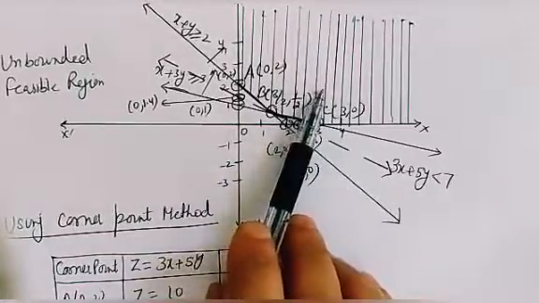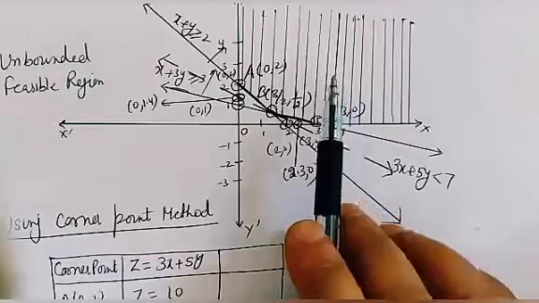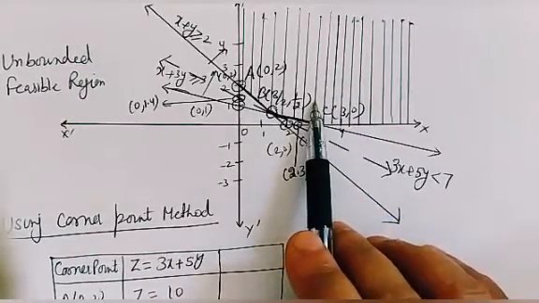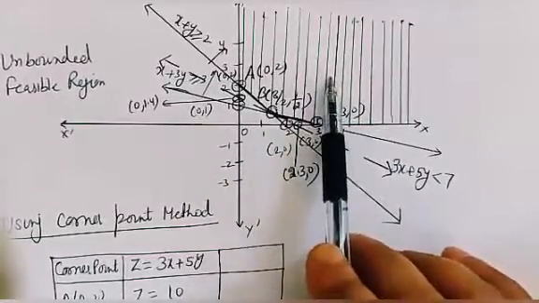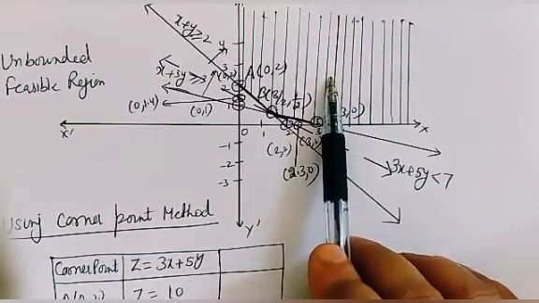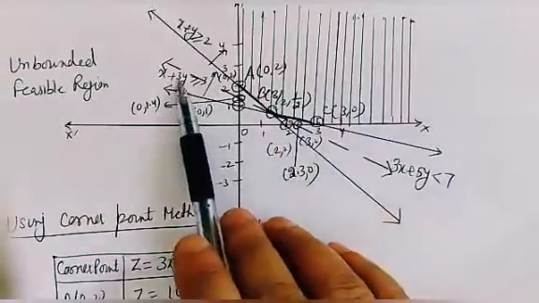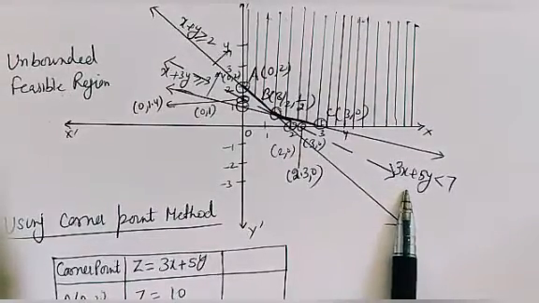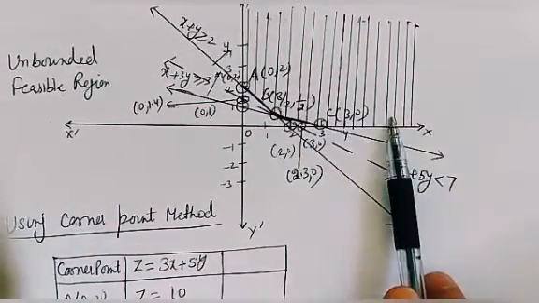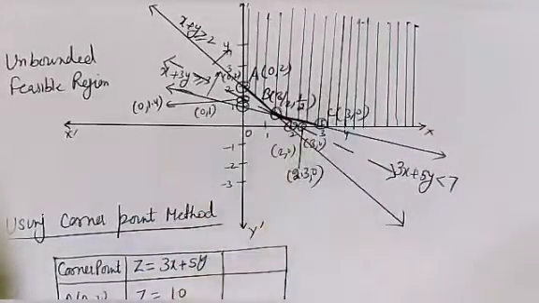No point is common with this feasible region, and this is the only condition for confirming that 7 is the only minimum value. If some point is common with this feasible region, then in that case no minimum exists, or no maximum exists. That means when we plot this objective function line, it should not have anything common with this feasible region. And that is what is happening in this question: nothing is common with this feasible region.